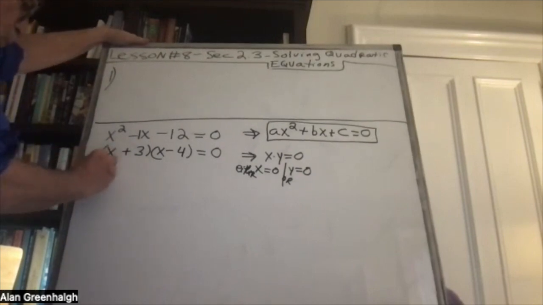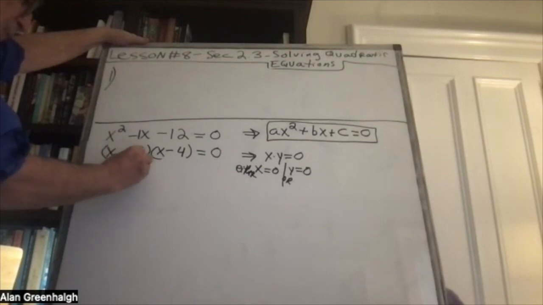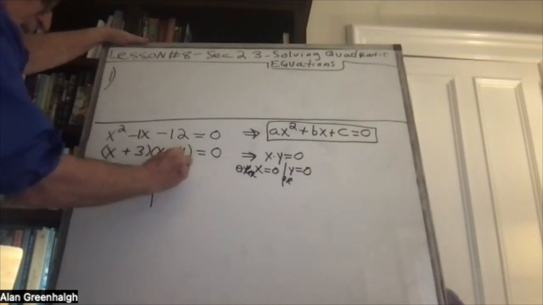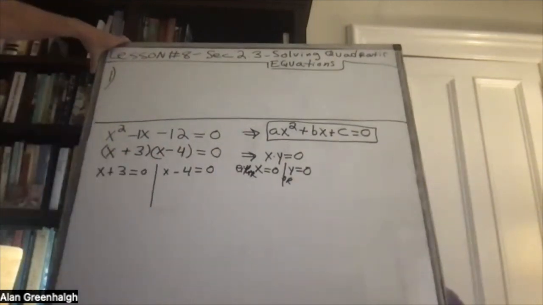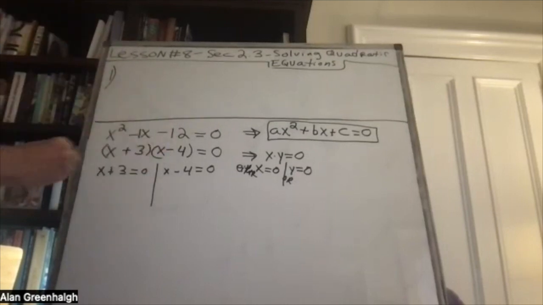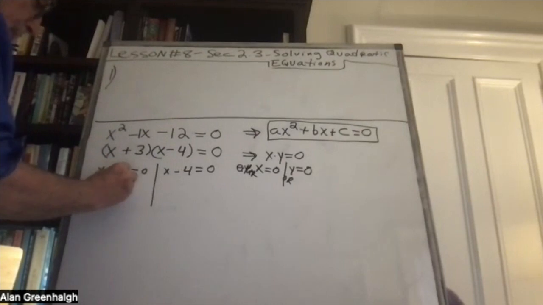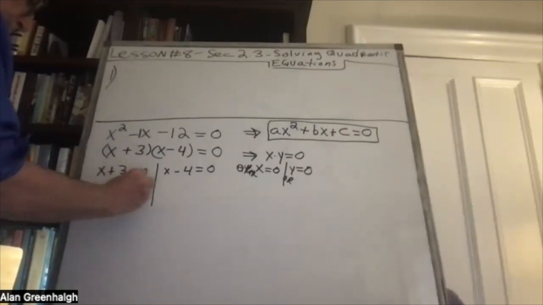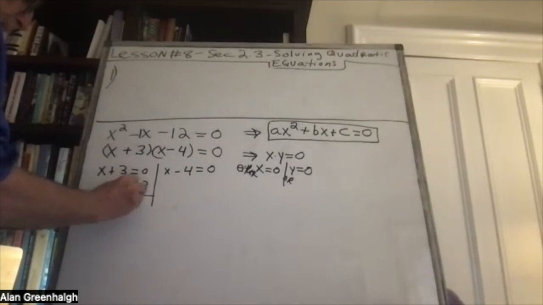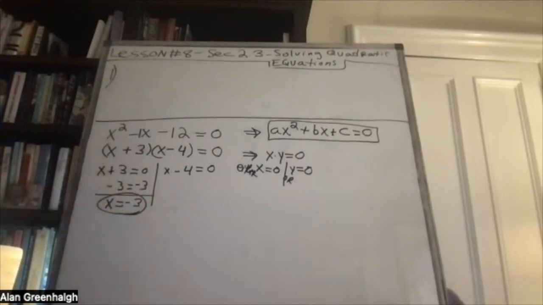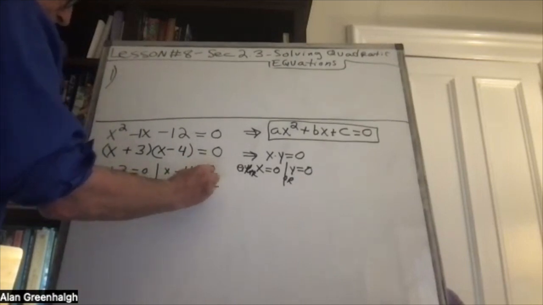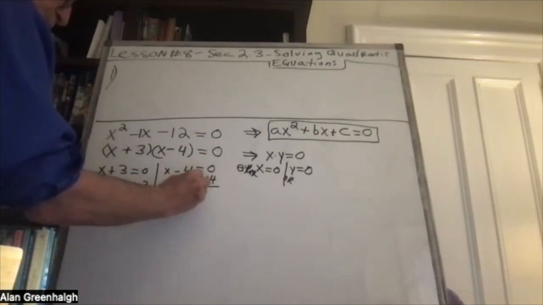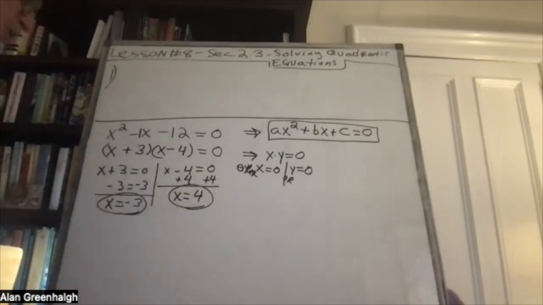So you let one of them equal 0, and you let the other one equal 0. And then you just solve these, really simple equations. x equals -3 is one solution. And x equals 4 is the other solution.